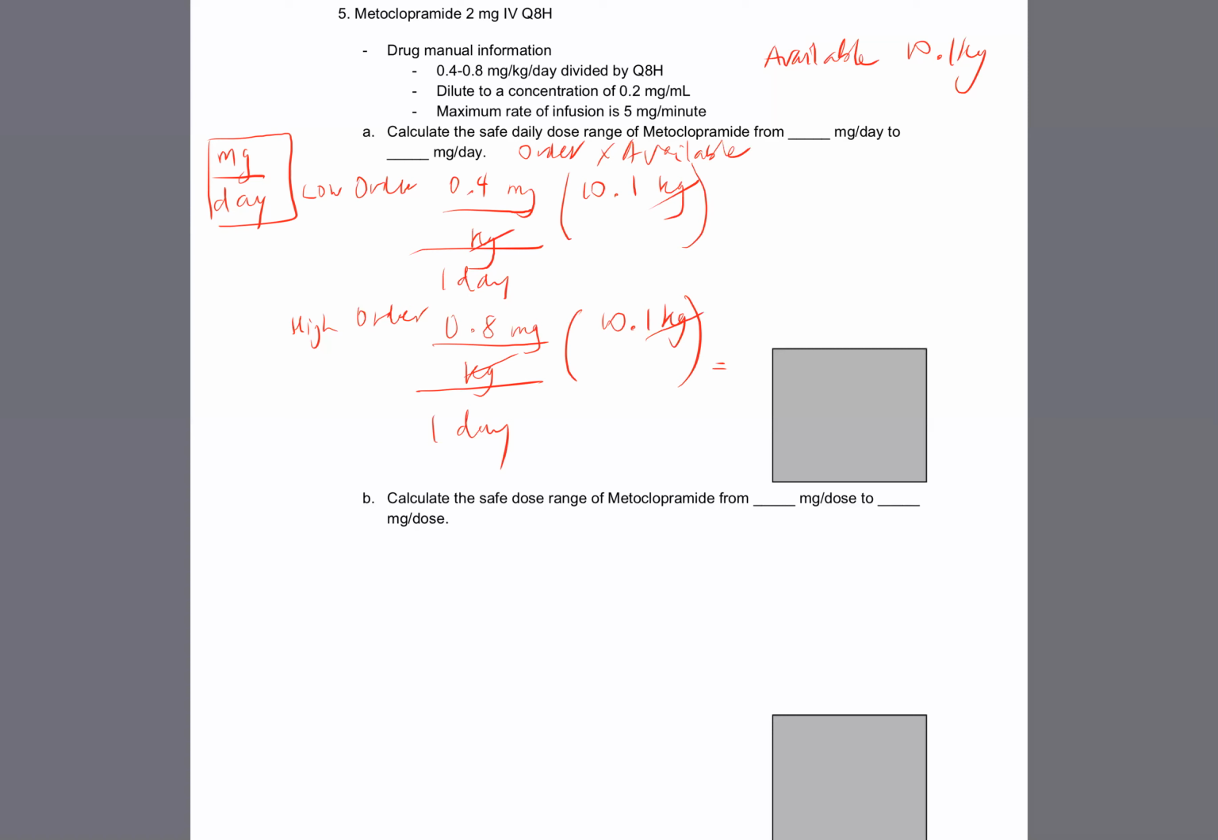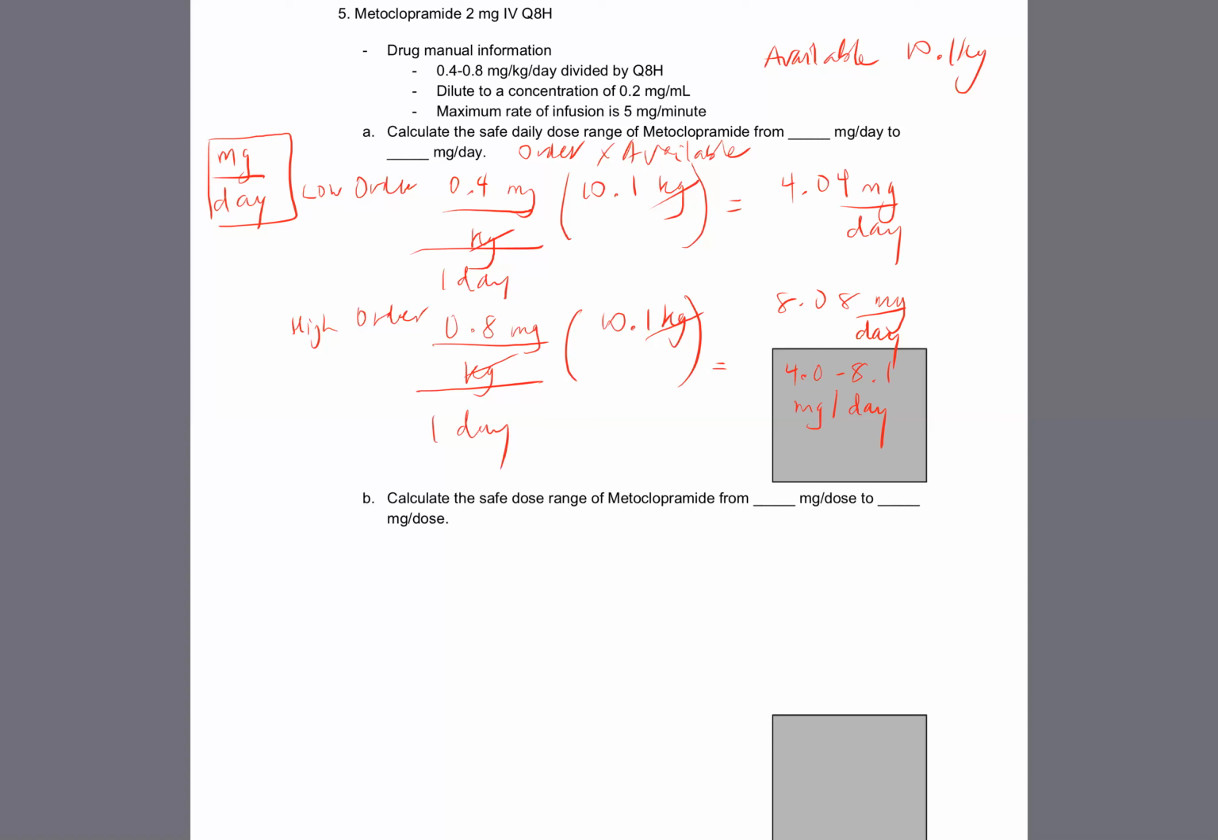0.4 times 10.1 is 4.04 milligrams per day, and 0.8 times 10.1 is 8.08 milligrams per day. So when you are writing out your answer, you're going to have 4.0 to 8.1 milligrams per day.